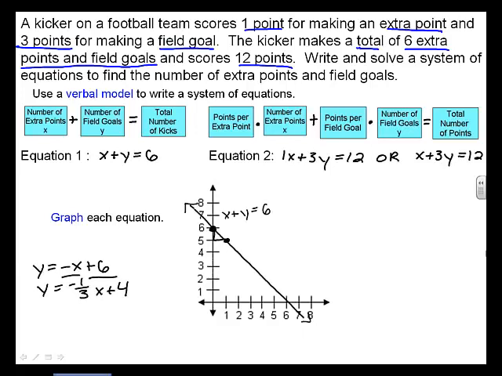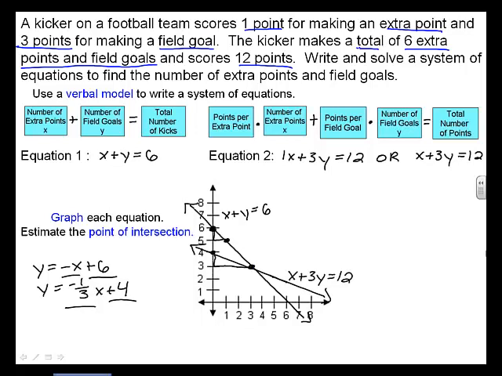To graph the equation y equals negative 1/3 x plus 4, graph the y-intercept at 0, 4, and use the slope of negative 1/3, which means you move down 1 unit for every 3 units you move to the right to find another point. Now draw a line connecting these 2 points.